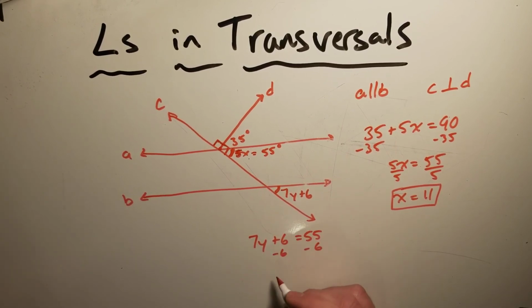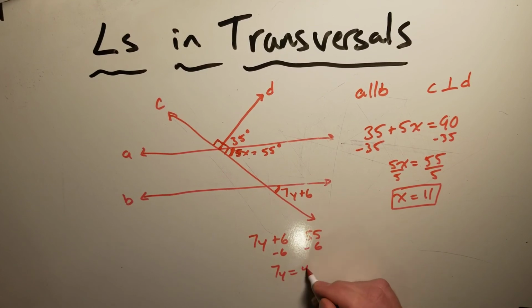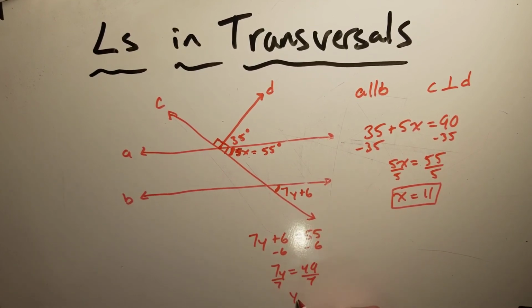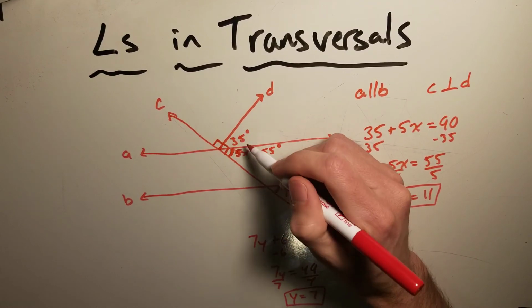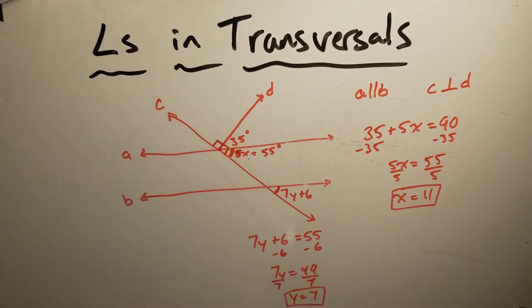And then you just subtract 6 from both sides, you get 49, divide by your 7, so y should equal 7. And then you're all done. Like I said, with transversals, it's all about knowing angle relationships. If they're equal to each other, are they supplementary? If there's an extra little ray or line in, are they complementary? That's the main thing in setting up the equations.